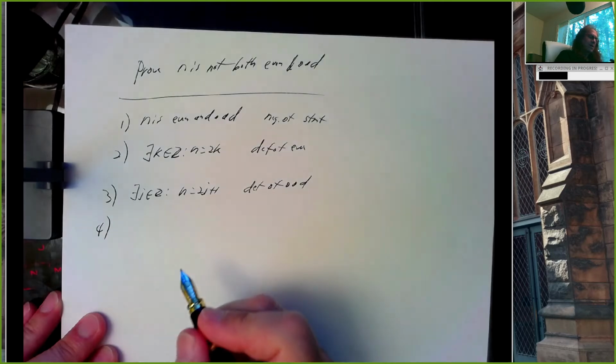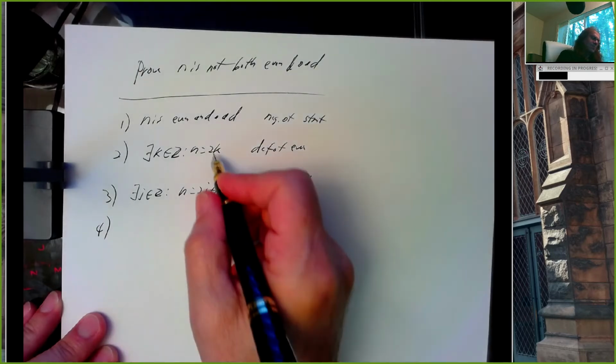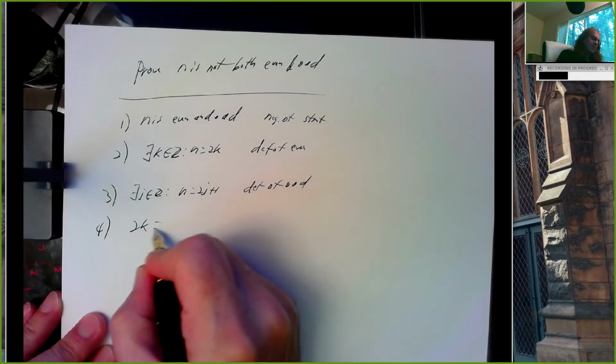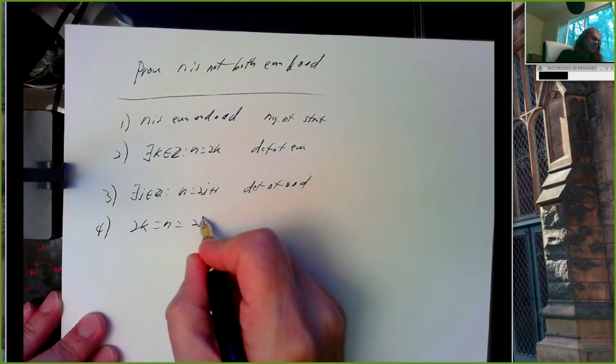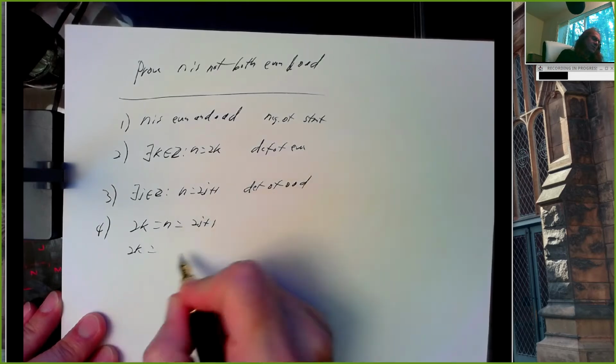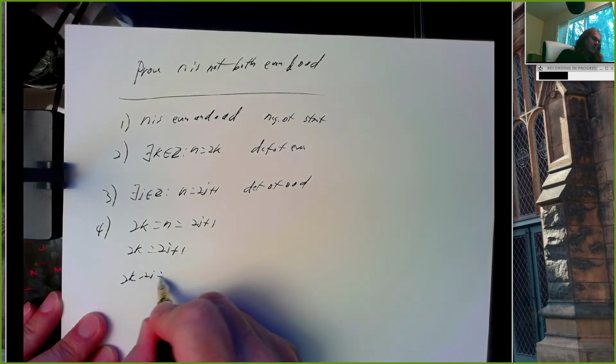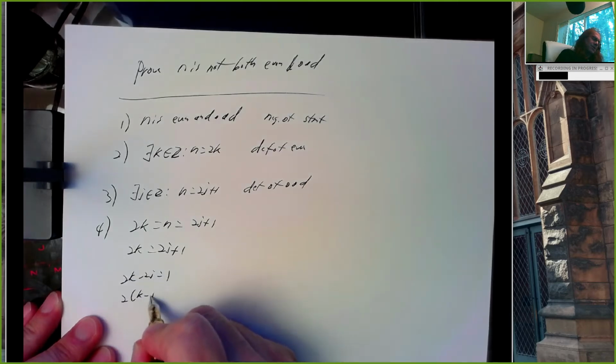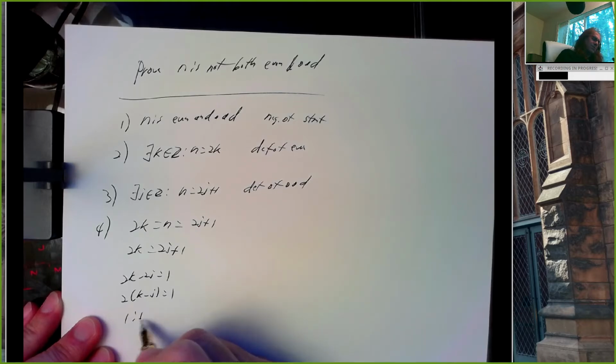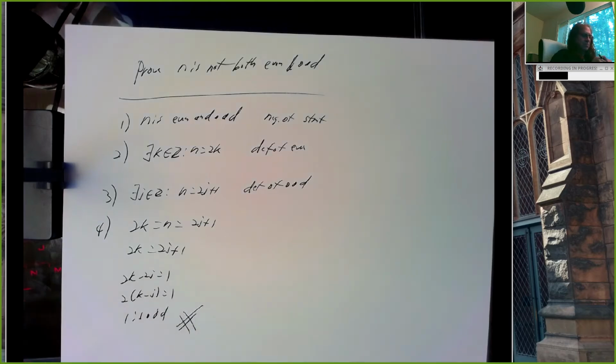And so we can combine those, and since 2k is equal to n and n is equal to 2j plus 1, 2k is equal to 2j plus 1, 2k minus 2j is equal to 1, 2 times (k minus j) is equal to 1, 1 is odd, and that's a contradiction. Or divide both sides by 2, and you can show there's two integers whose difference is 1/2, and that's a contradiction of properties of integers.